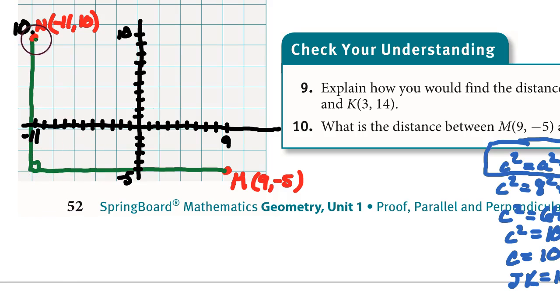Then connect N and M together with a diagonal segment. This diagonal segment is called the hypotenuse of the right triangle, and it can be represented with a lowercase c in the Pythagorean theorem. This up and down side is the lowercase a, the altitude of the triangle. How tall is it? We could count the black marks on the y-axis or subtract the y-coordinates to find that height. This y-coordinate is 10.